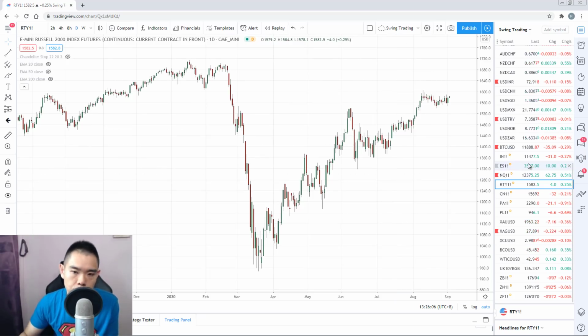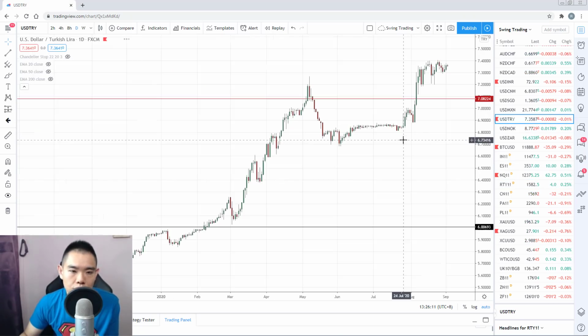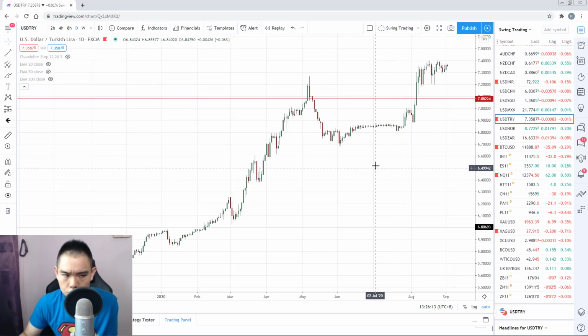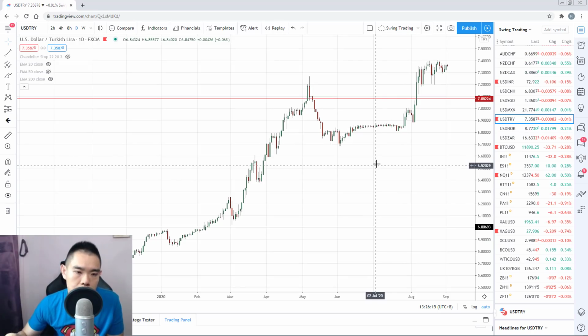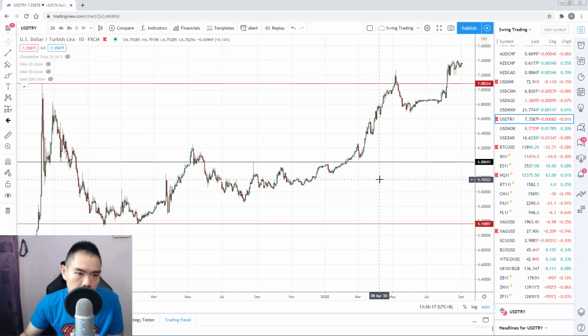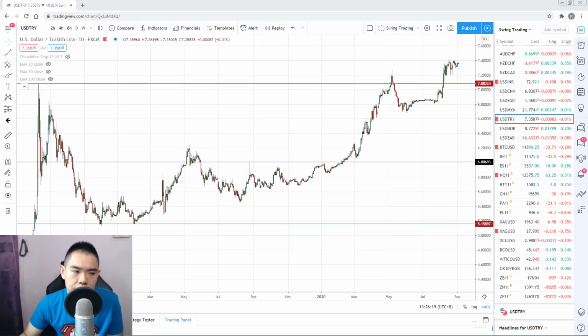Moving on, let's move back to FX, a little bit of an exotic currency pair: dollar against the Turkish lira. This is the daily time frame. If you zoom out a little bit, you can see that this market is also trading near the highs, just under 7.40 right now. It broke above this key area of resistance, and it's consolidating right now. That's great.